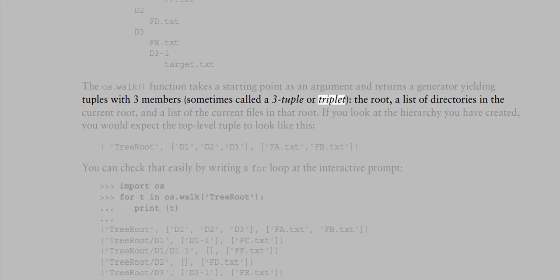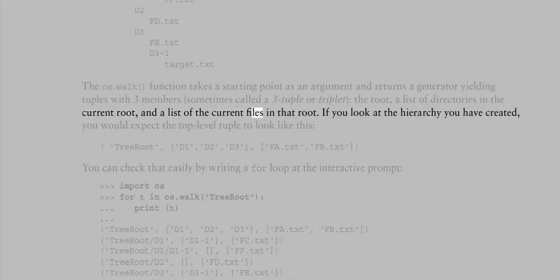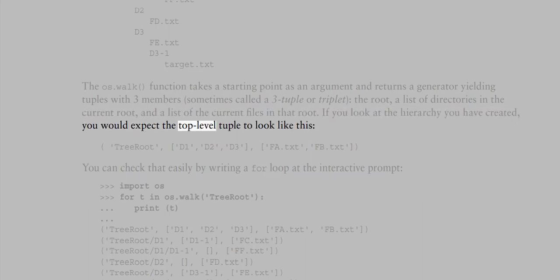sometimes called a 3-tuple or triplet: the root, a list of directories in the current root, and a list of the current files in that root. If you look at the hierarchy you have created, you would expect the top-level tuple to look like this: treeroot, d1, d2, d3, fa.txt, fb.txt. You can check that easily by writing a for loop at the interactive prompt. Import os, for t in os.walk, treeroot, print t.